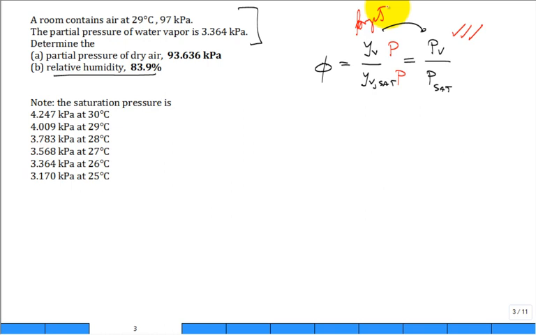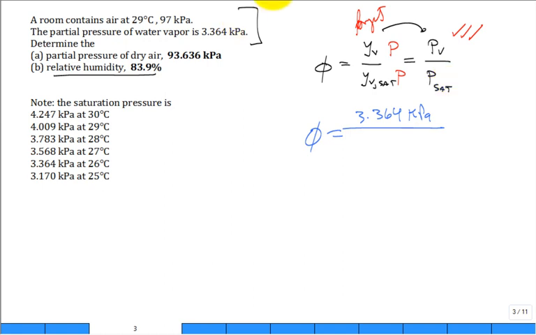All right. So how do I find that this relative humidity is 83.9%? You just say, I get the partial pressure, 3.364 kilopascal, and I need to divide by Psat. What exactly is that again? The saturation pressure at the dry bulb temperature.